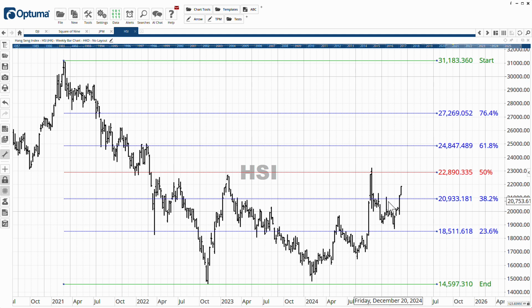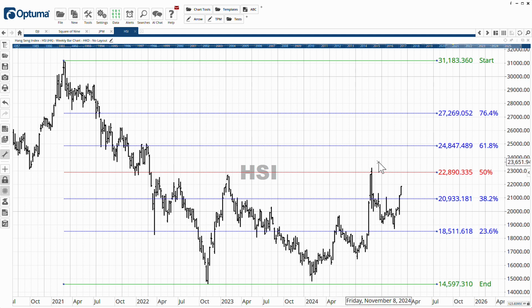What we then see is that it went from 21,000 all the way down here to 18.5, which was very close to the 23.6% level, and then all of a sudden found its support and started to move.